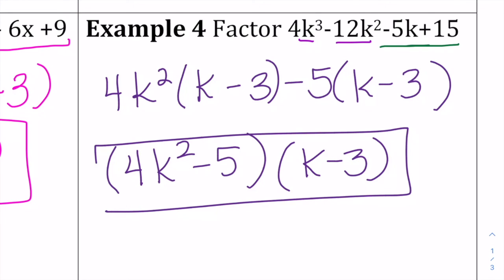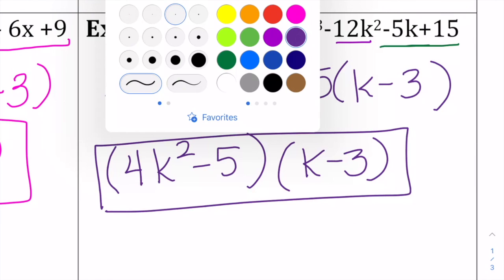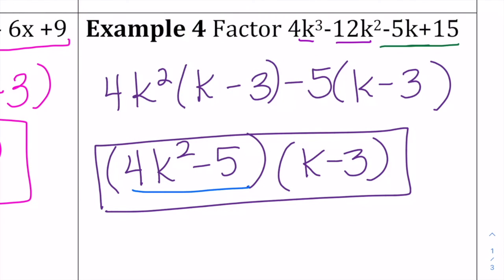Just remember, this parentheses, this factor over here, is always going to be what we could say is the leftovers. Whatever you get when you factor out k minus 3 from each of those terms.